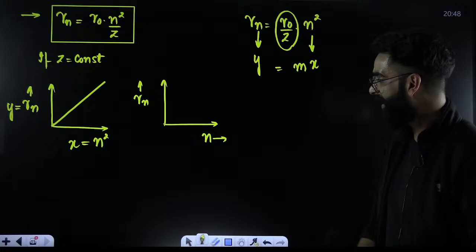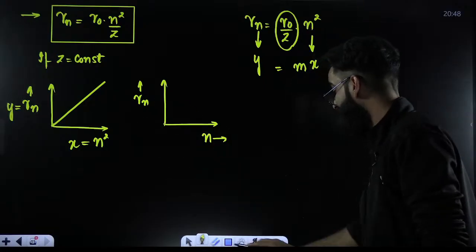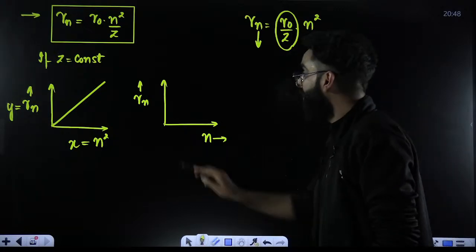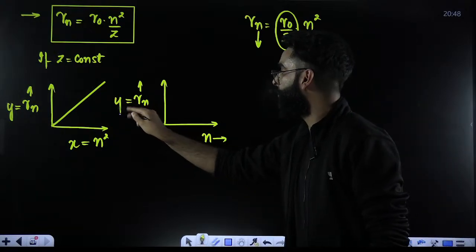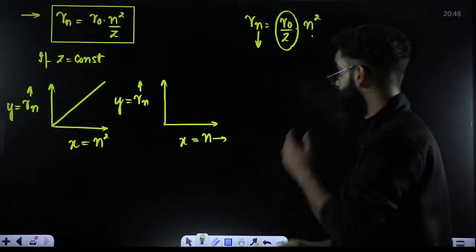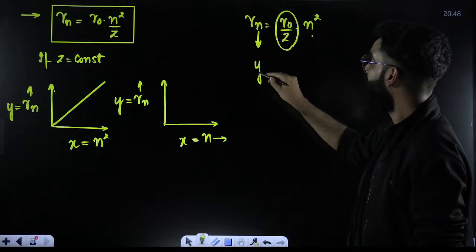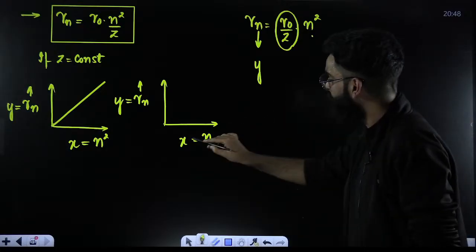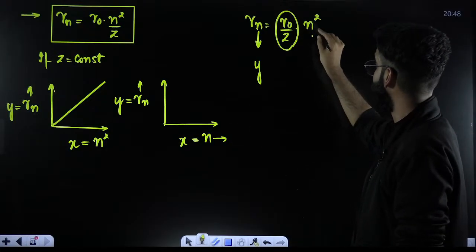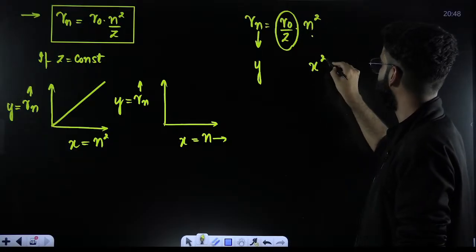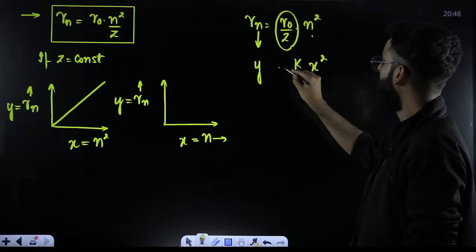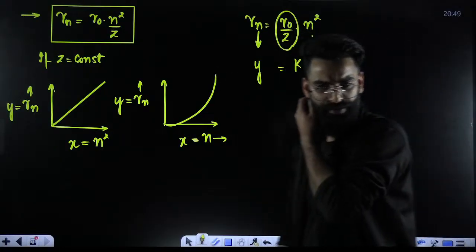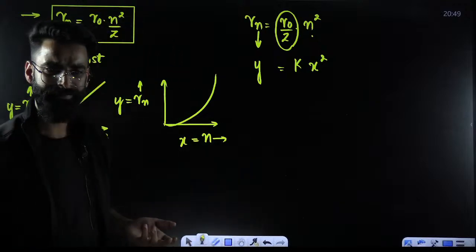Simple. Right, people? Now, Rn versus n. Try to understand. This radius of nth Bohr's orbit you are plotting along the y-axis, and this n you are plotting along the x-axis. So instead of Rn, I'm writing y, and instead of n, I'm writing x. So this n square is x square, and this becomes your constant k. Y is equal to kx square, which is a parabola opening upwards. Few minutes back only I told you. Done and dusted. Perfect.